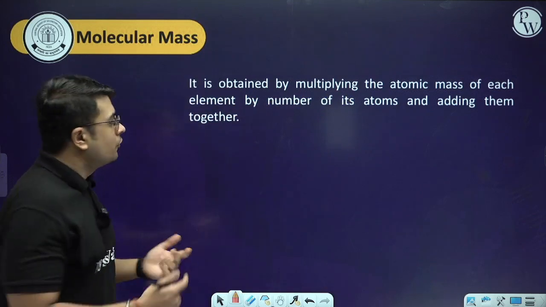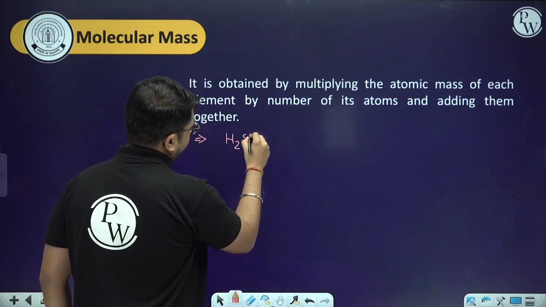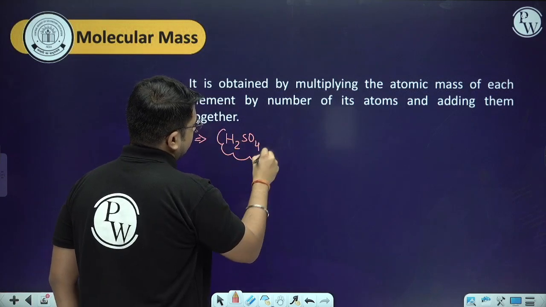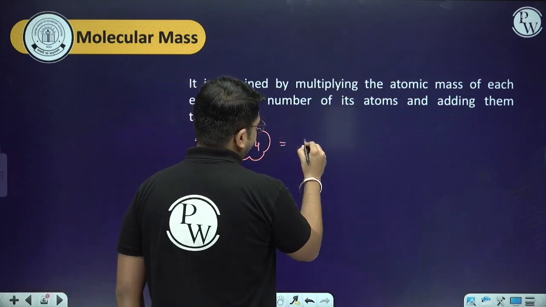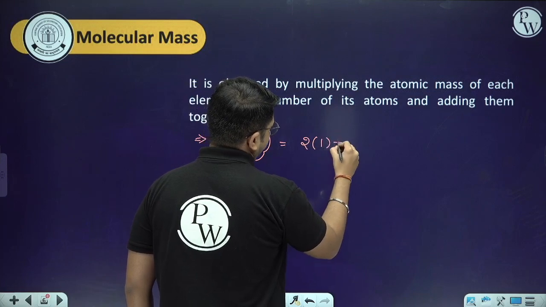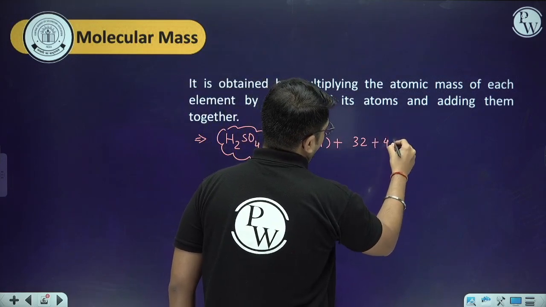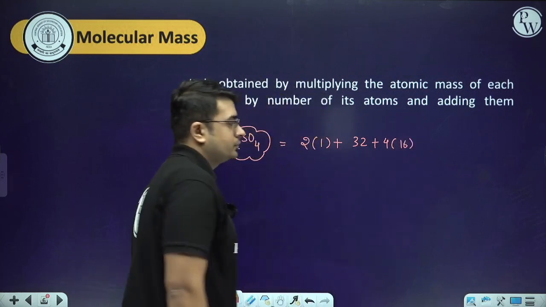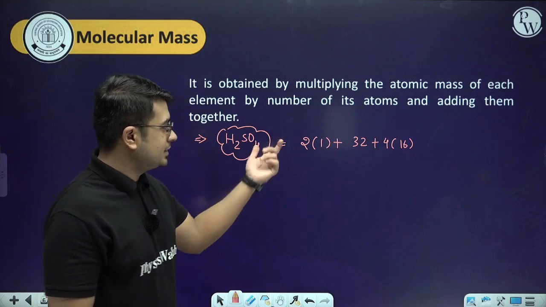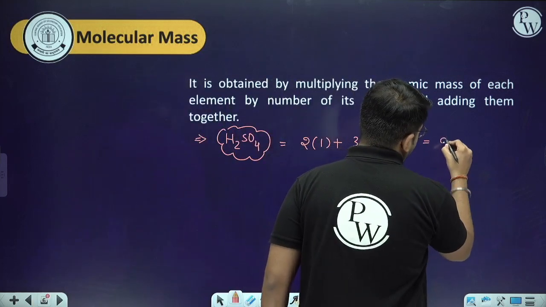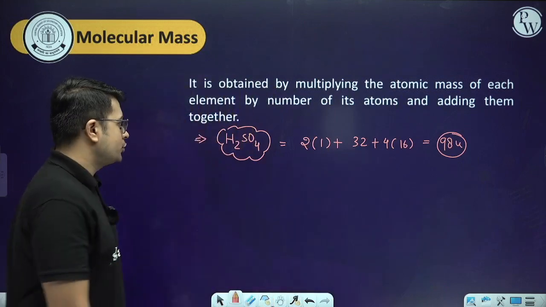all together. For example, if I ask you, tell me the molecular mass of H2SO4, what will it be? You can say, sir, we have two hydrogens having mass 1, plus we have a sulfur having mass 32, plus we have four oxygens having mass 16. So you can say that will be 64, 66, 96, and 98. You can say that will be, sir, 98U. Definitely correct, no issues.